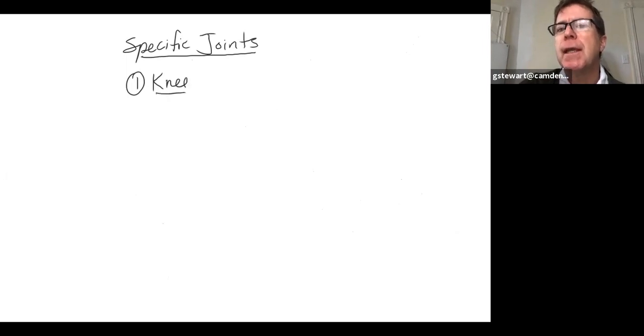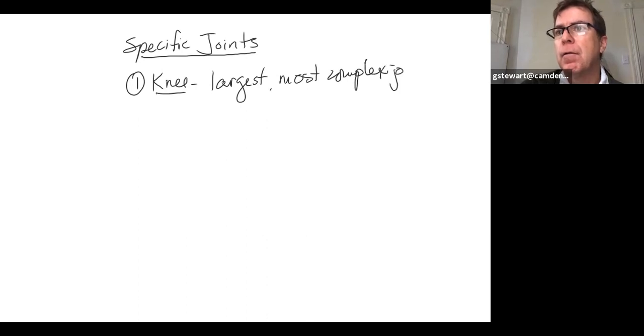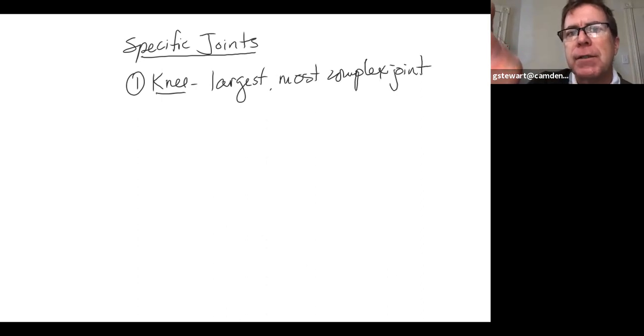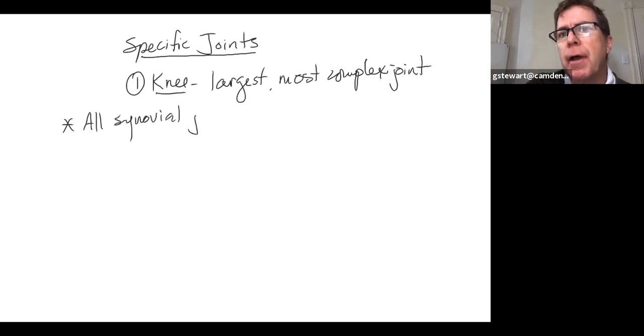First and foremost, the knee is the largest and most complex joint in the human body. We know it's a synovial joint. And so the anatomy of this, all synovial joints have some things in common and some uniqueness to them. So let's just name some of the commonalities.